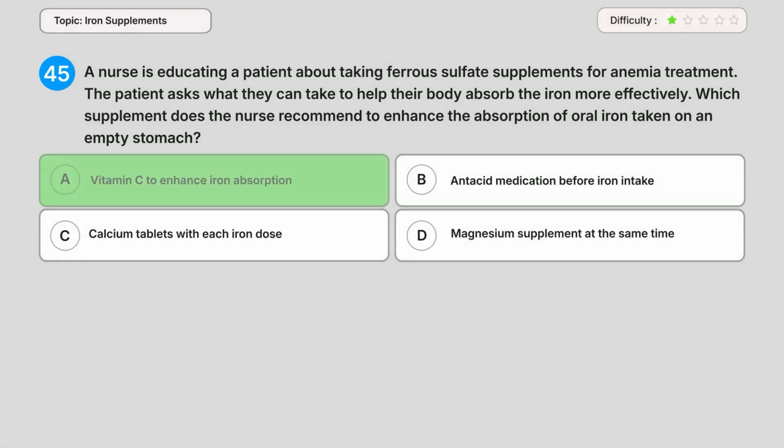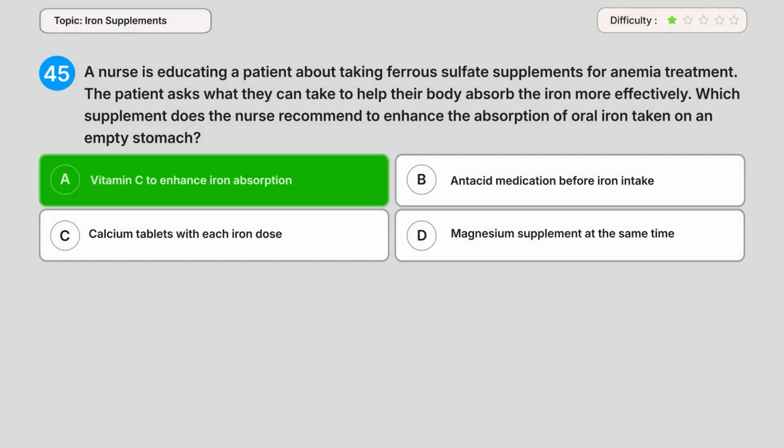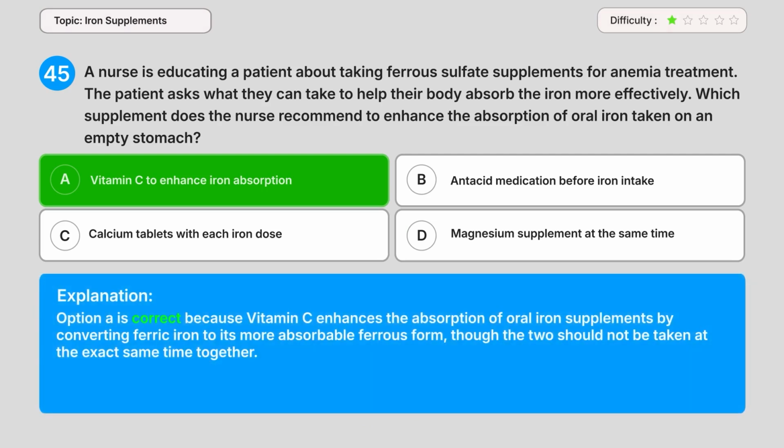Correct answer: A. Vitamin C to enhance iron absorption. Explanation: Option A is correct because vitamin C enhances the absorption of oral iron supplements by converting ferric iron to its more absorbable ferrous form, though the two should not be taken at the exact same time together.